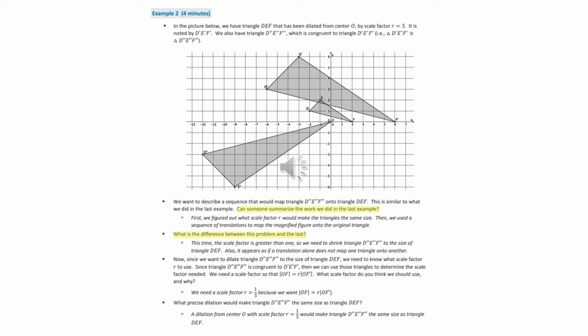In example 2, students are asked to summarize the work done in the last example and to explain the difference between this problem and the last example. This requires students to think on a higher level. Many of the questions in these examples at first glance seem like DOK 1 questions when they are actually higher level, or they can be adjusted by the teacher to make them a higher level question.